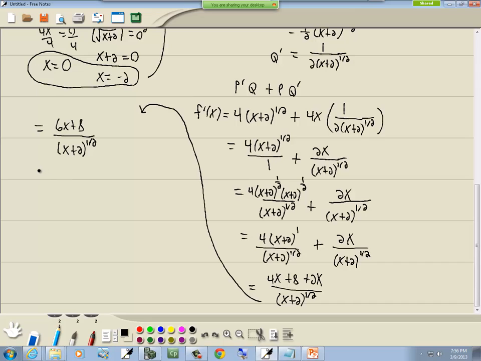Now we want to set that equal to 0. So I got 6x plus 8 over x plus 2 to the 1/2 equal to 0. And whenever we're solving, have it set equal to 0. We're not finding critical numbers here, so we don't need to worry about setting the top part equal to 0 and the bottom part equal to 0. We're just solving. So we're going to multiply both sides by the LCM of all our denominators. Well, we only got one denominator, so that is our LCM. So we'll multiply both sides by x plus 2 to the 1/2.